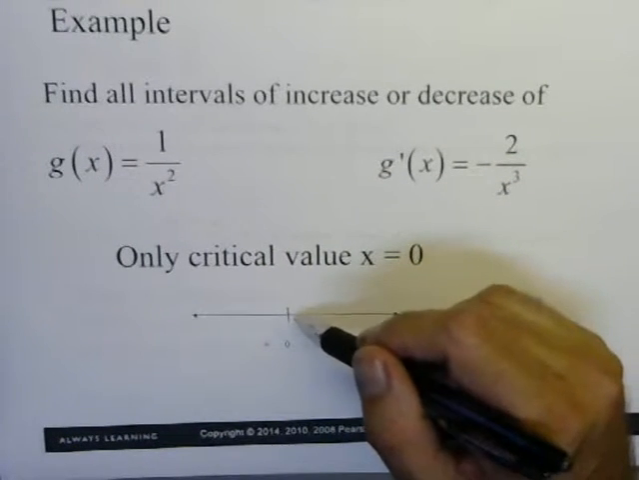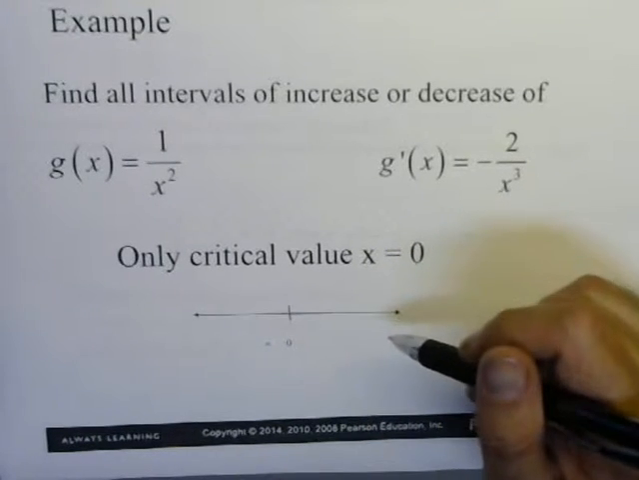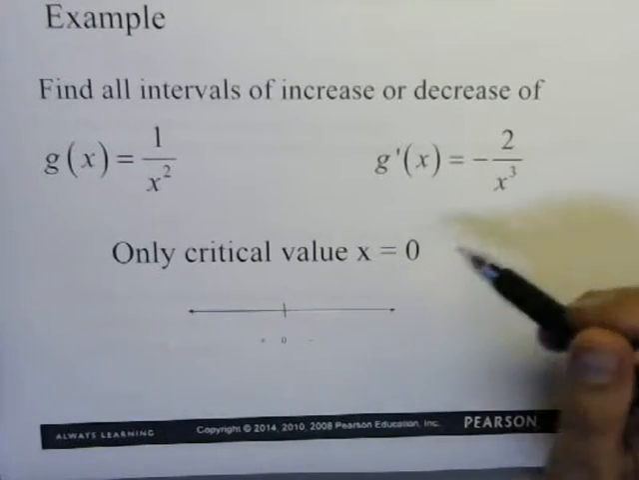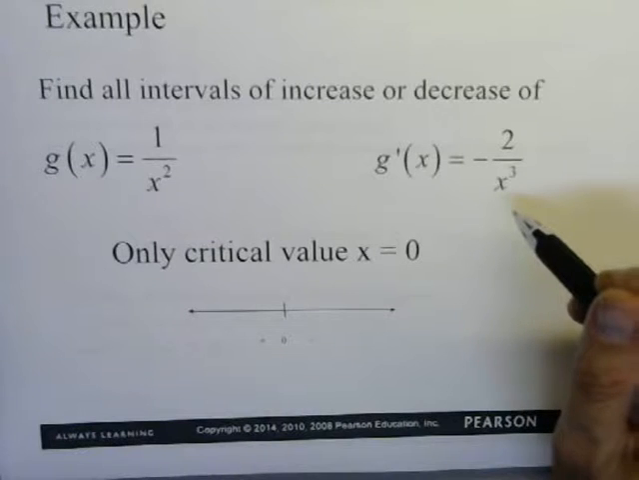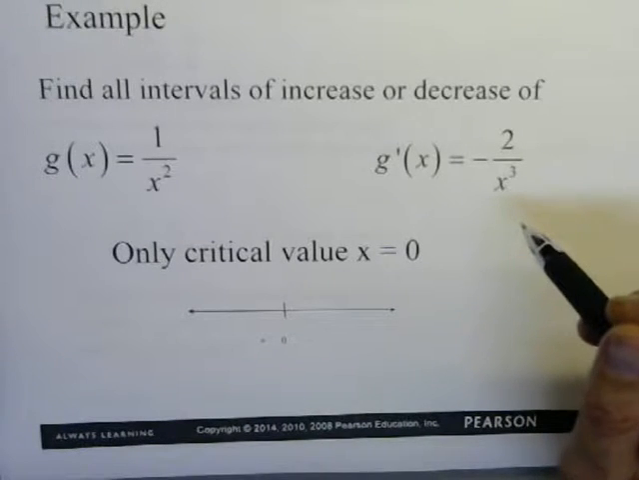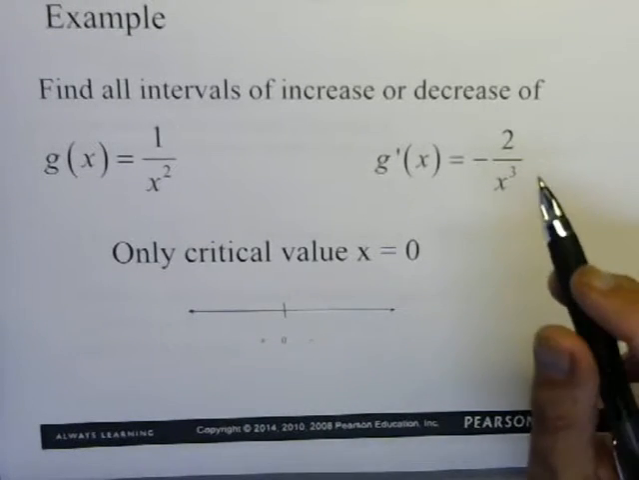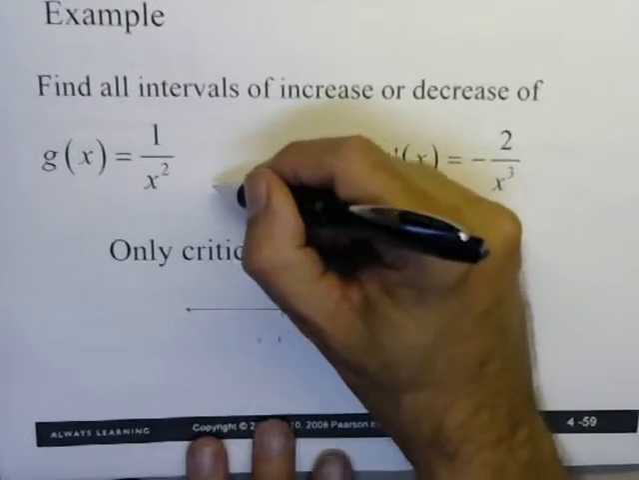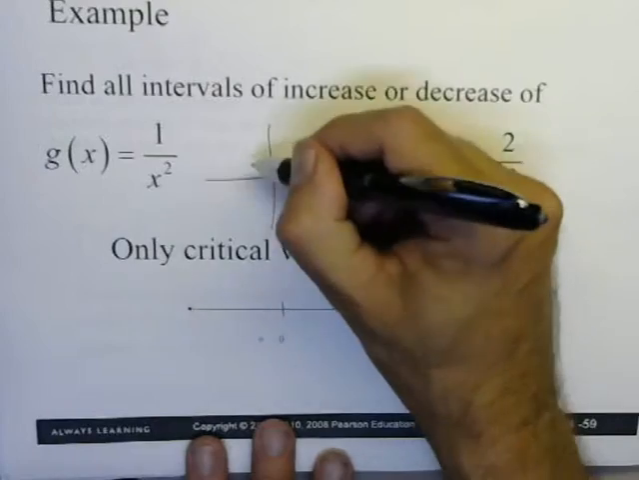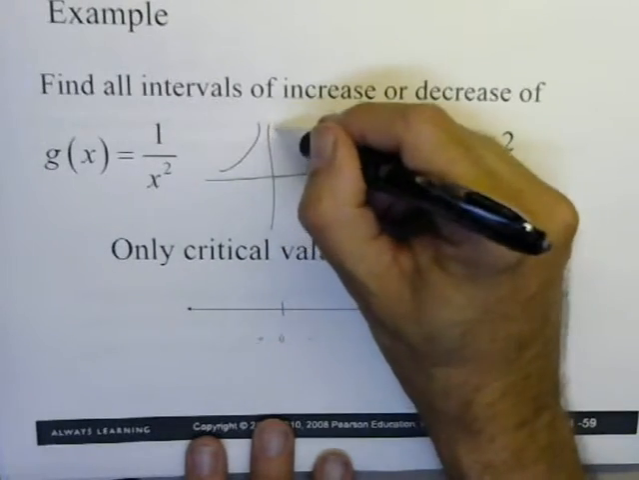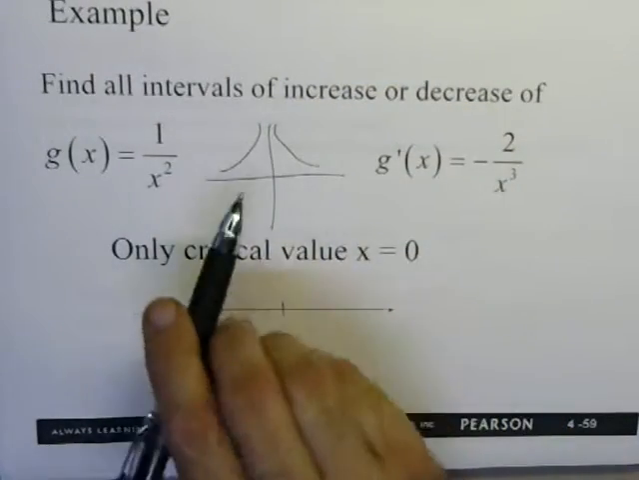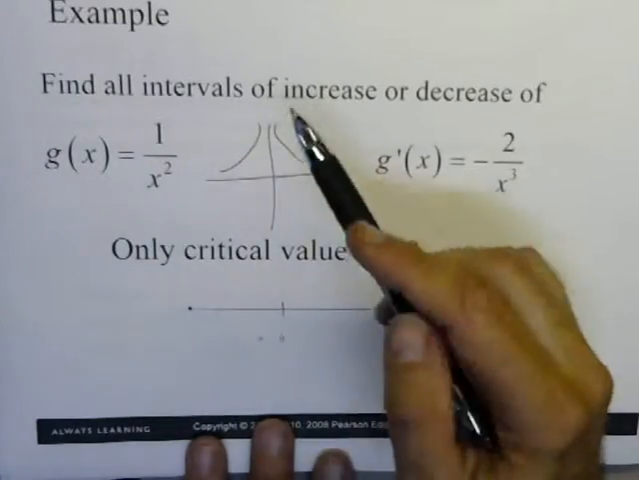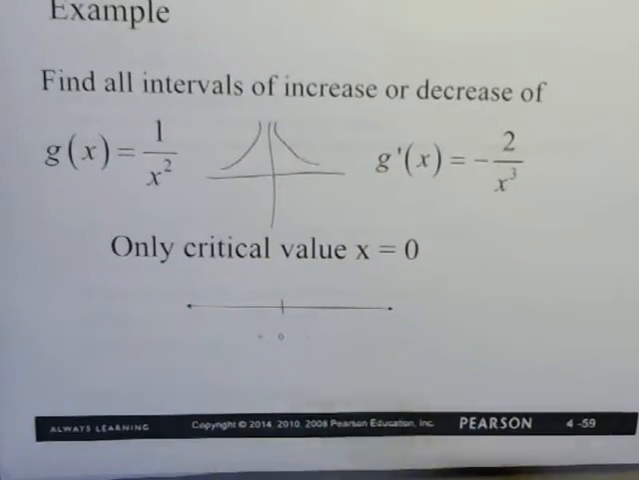And if you pick some number to the right of the critical value, say positive 1, or positive 1 million, or whatever you want, and stick that in for x, you'll get a negative number, and so the slope will be negative on that side. That makes sense, because if you think about what the graph of 1 over x squared looks like, it should always be positive. So on this side, the slope will be positive. That side, the slope will be negative.